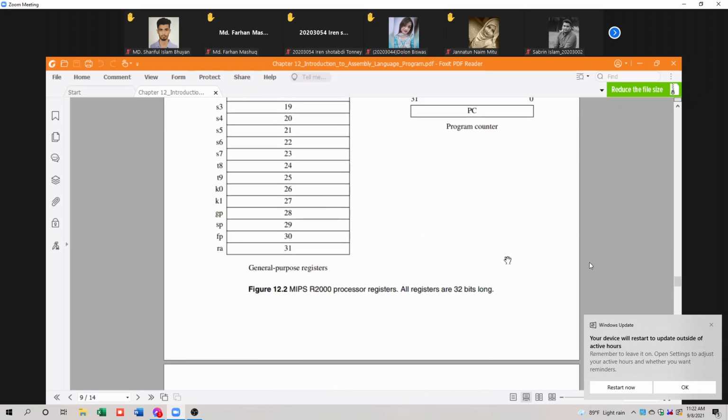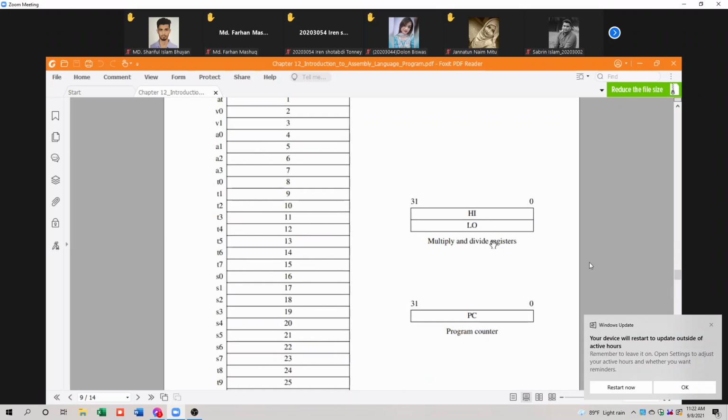What about the special purpose registers? There are 2 special purpose registers, one is HI and another is LO. And these 2 registers are called the multiply and divide registers. That means after any multiplication or division operation, where will the result be stored? In these 2 special purpose registers. And these 2 registers are 32-bit registers. 0 is the LSB and 31 is the MSB. Okay. So how will these registers store the result of multiplication and division operations?